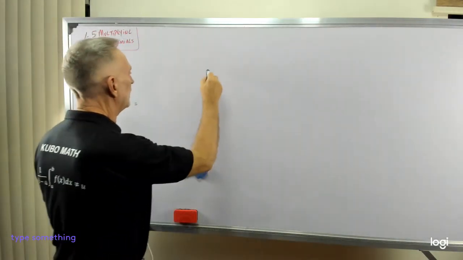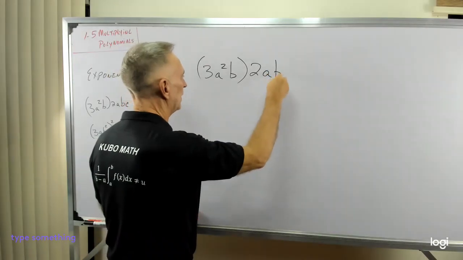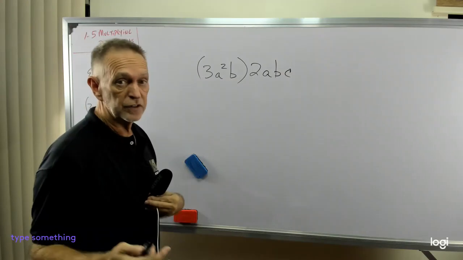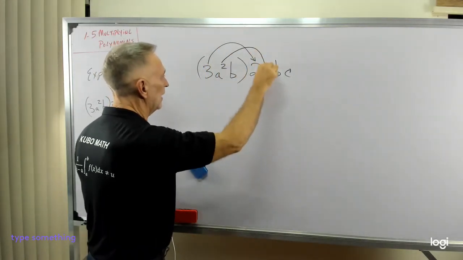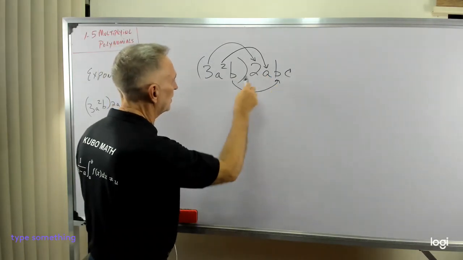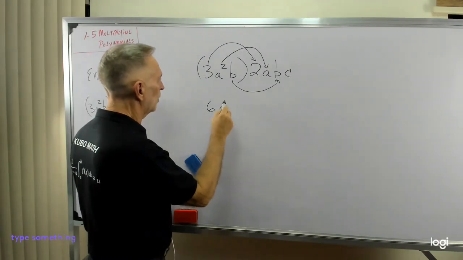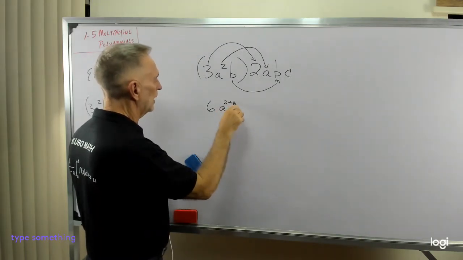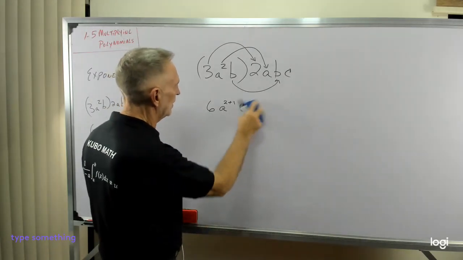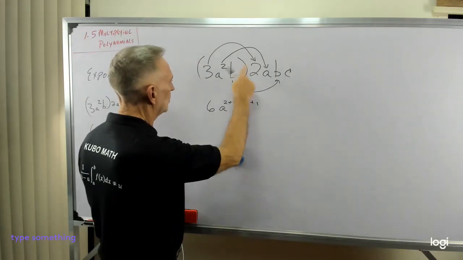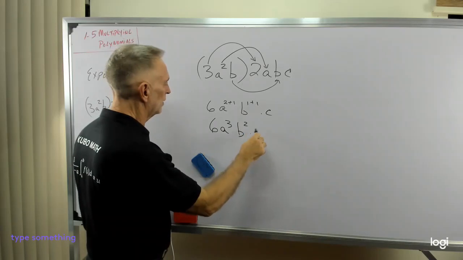Let's take 3a to the second power b, close that in parentheses, times 2abc. Okay, this is very similar to what we just worked. I can multiply the 3 times 2. So I can multiply this by this. A to the second power times a, and then b times b, and I have no c. So 3 times 2 is 6. A to the second power times a to the first power. And what did we say that was? That would be 3, or you add those exponents together. And then b to the first power times b to the first power. So that's b to the 1 plus 1 times c. So I have 6a to the third power b to the second power times c.